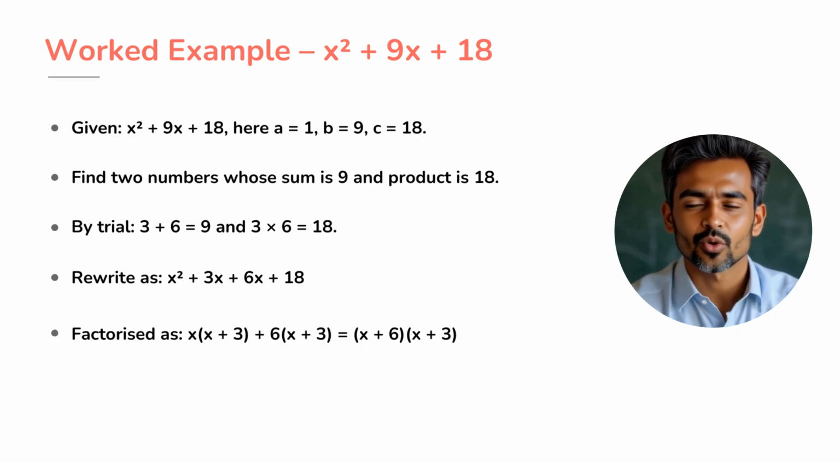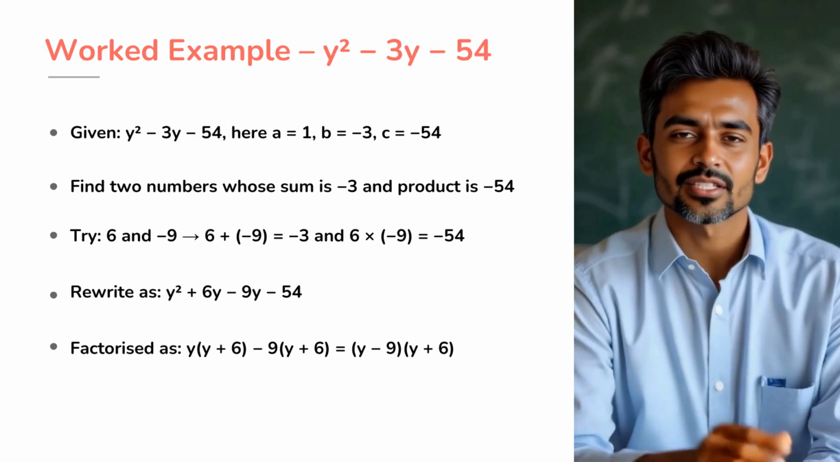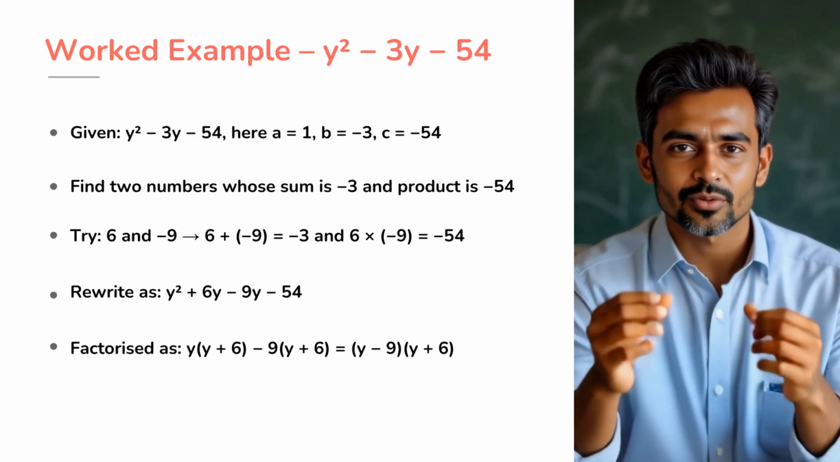Group terms: open bracket x squared plus 3x close bracket plus open bracket 6x plus 18 close bracket. Factor x into bracket x plus 3, plus 6 into bracket x plus 3. Final answer: open bracket x plus 3 close bracket into open bracket x plus 6 close bracket, and that's our factorized form.